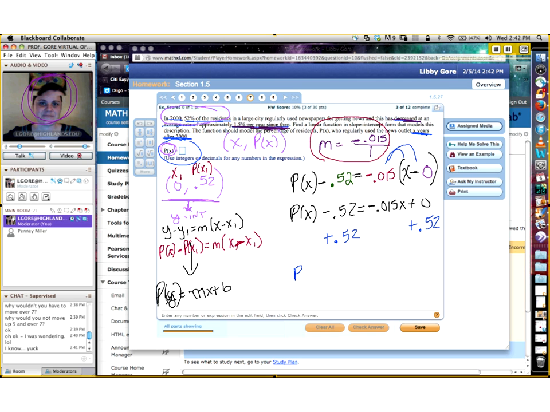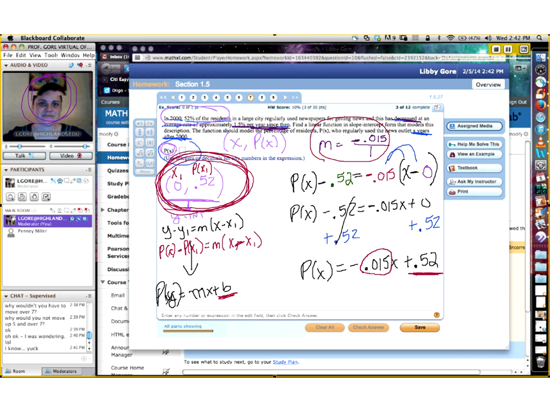and I end up with, oops, wrong color. Try to keep things color-coded so you can see where they came from. P of x equals negative, that goes away right there, negative 0.015x plus 0.52. Notice my slope shows up right here, attached to the x variable. And remember, when we formulated that point right there, I told you, hey, that's a y-intercept. Because x is 0, it shows up right there as your y-intercept.